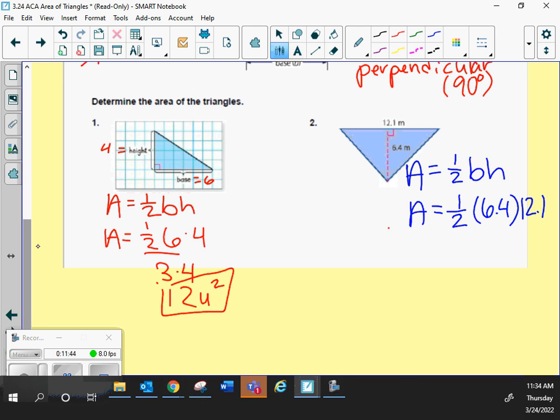Now I need to multiply all of those. What order do you want to do? Rory, which one do you want to do first? What do you want to multiply by what first? The 6.4. 6.4 times what? The 12.1?